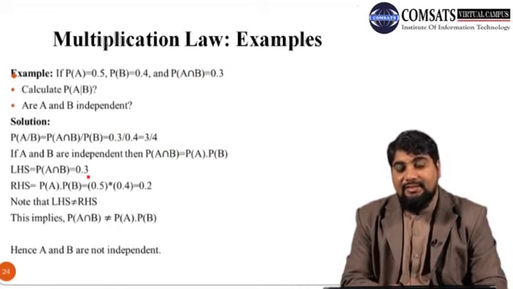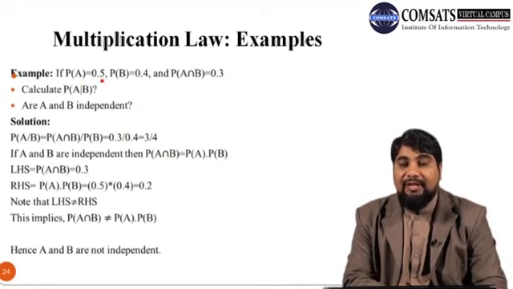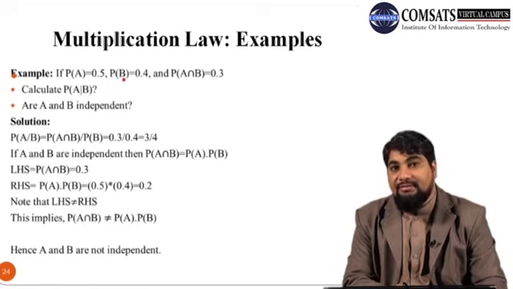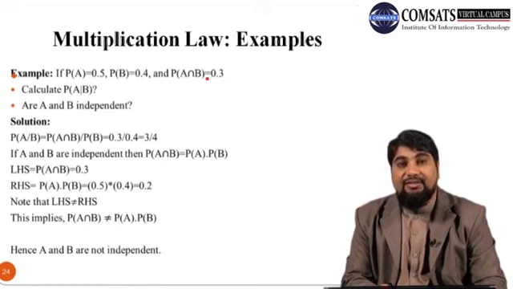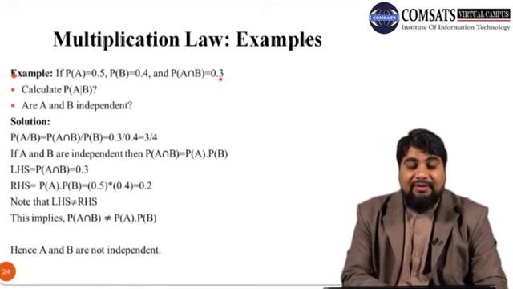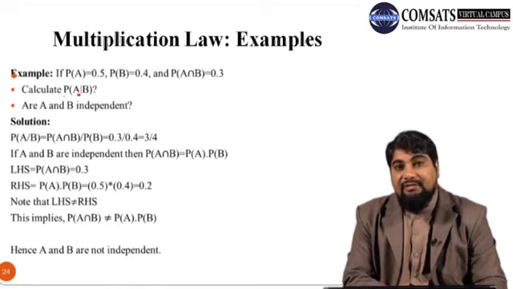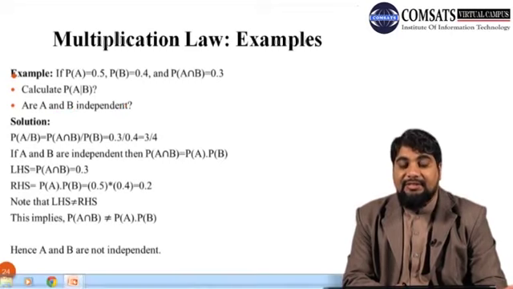Let us consider another example. We know that the probability of A is 0.5, the probability of occurrence of event B is 0.4, and we are also given that the probability of their intersection, A intersection B, is 0.3. The question is, calculate P of A given B, and in the second part check whether A and B are independent or dependent events.